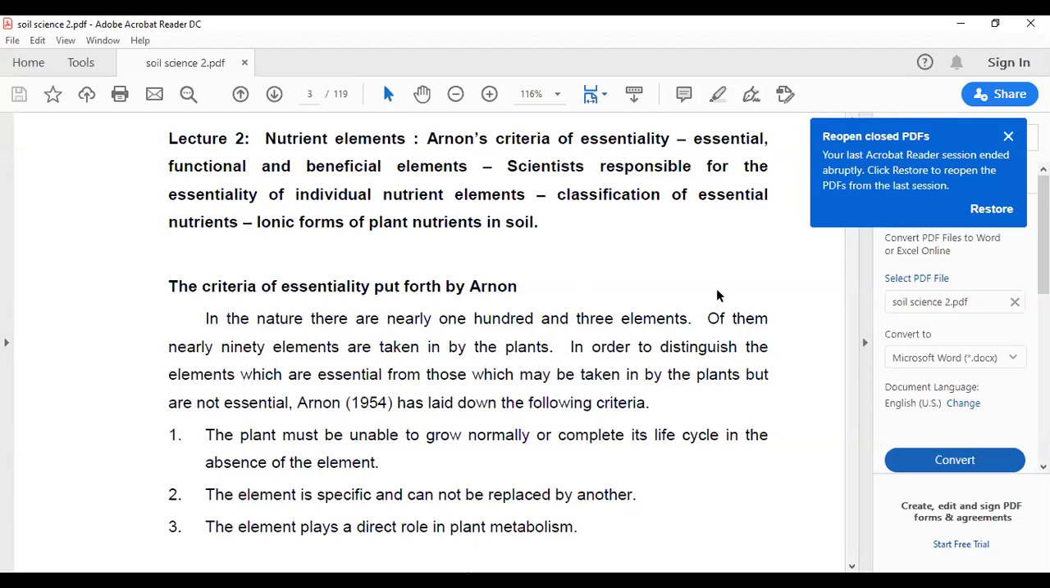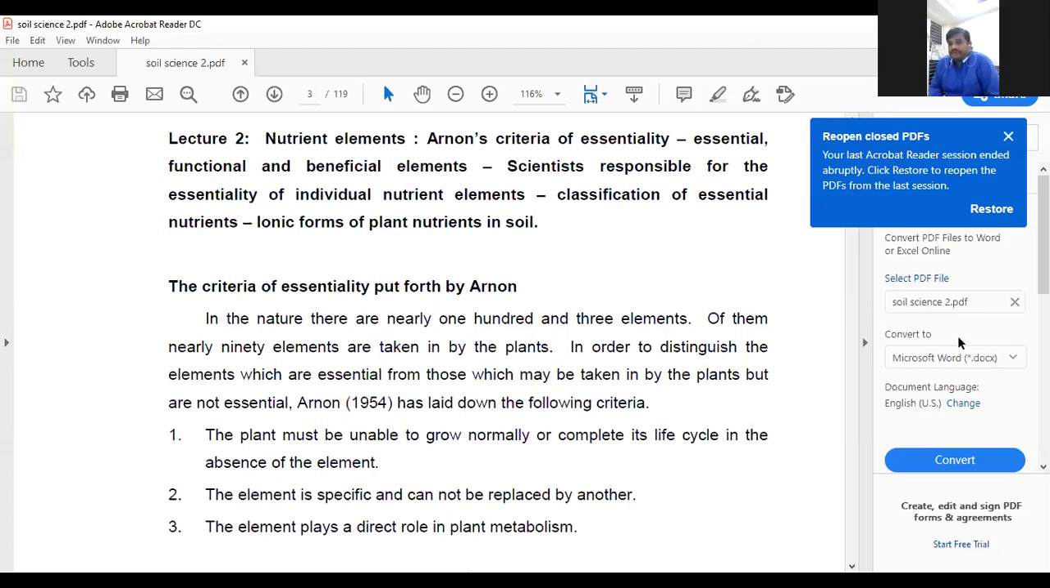Arnon, the scientist, has put forth the criteria for essentiality of nutrients. The criteria are categorized into 3 points, in the year 1951. First, the plant must be unable to grow normally or complete its life cycle in the absence of the particular element. The element is responsible for the plant being unable to grow normally.